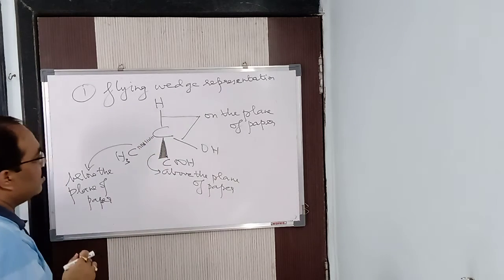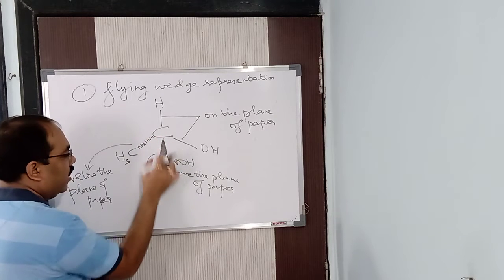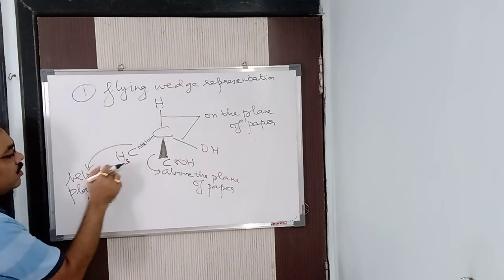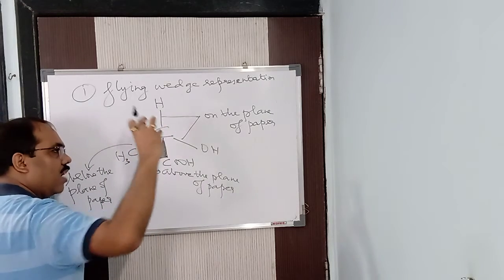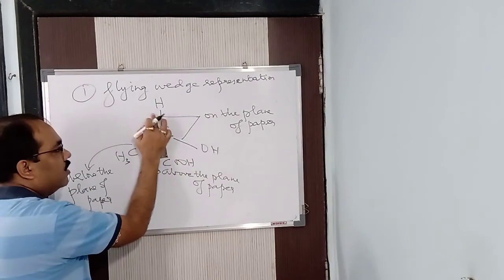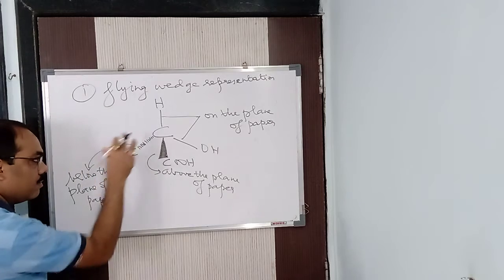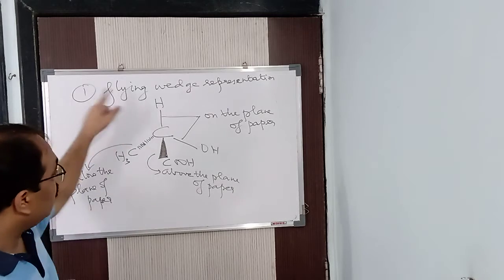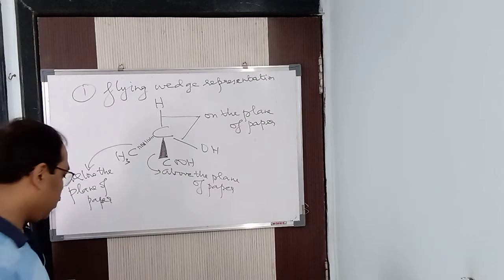What you find is that this particular one is above the plane of paper. So you can remember this way, the dark one, the solid line, is above the plane of paper. This one, the dashed line, is below the plane of paper, means it is inside the board, and this is outside, and these two are on the plane, on the board. So when I draw it in this way, these two are on the board, this is below, inside, and this one is outside. So this is your three-dimensional representation. This is called flying wedge representation.